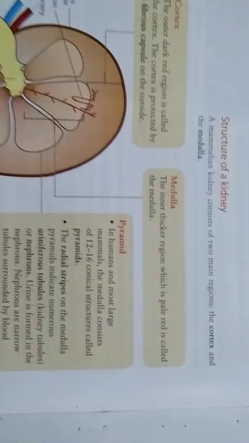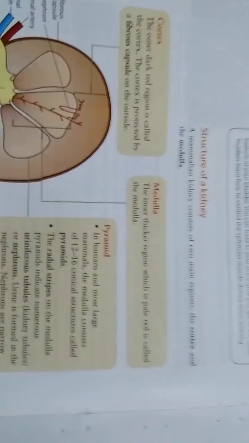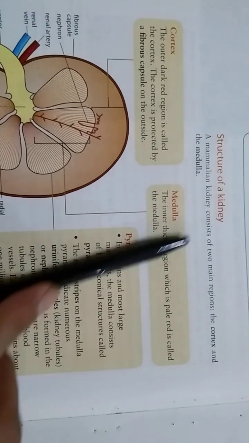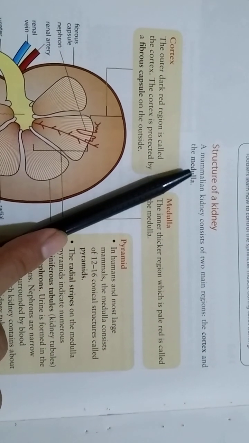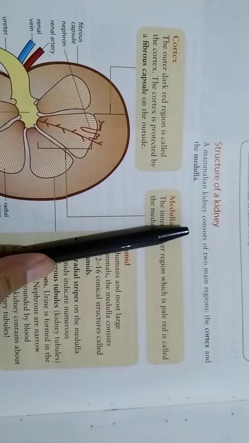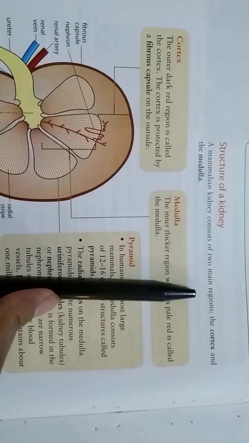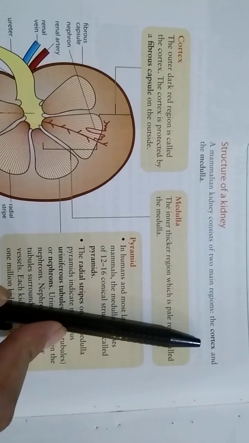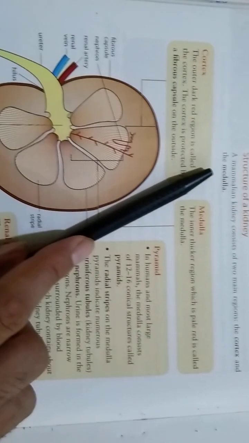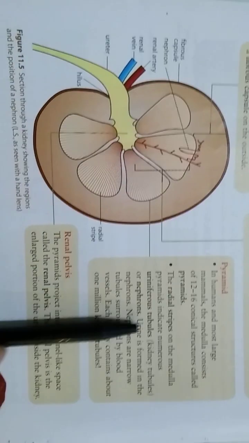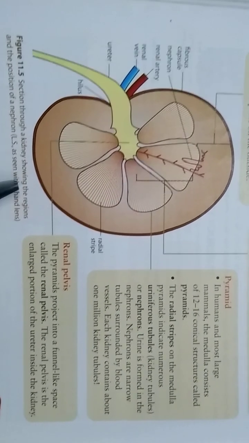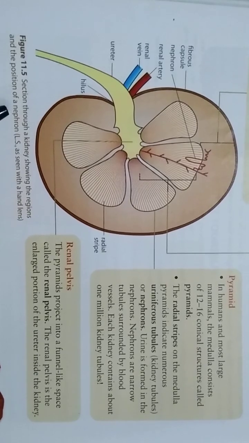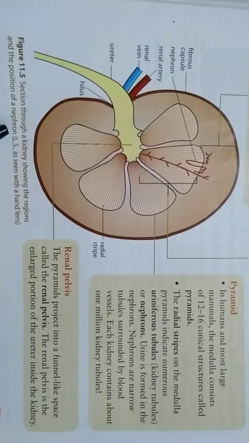Now we discuss the structure of a kidney. A mammalian kidney consists of two main regions, the cortex and the medulla. Here we look at a section through a kidney showing the regions and the position of the nephrons.